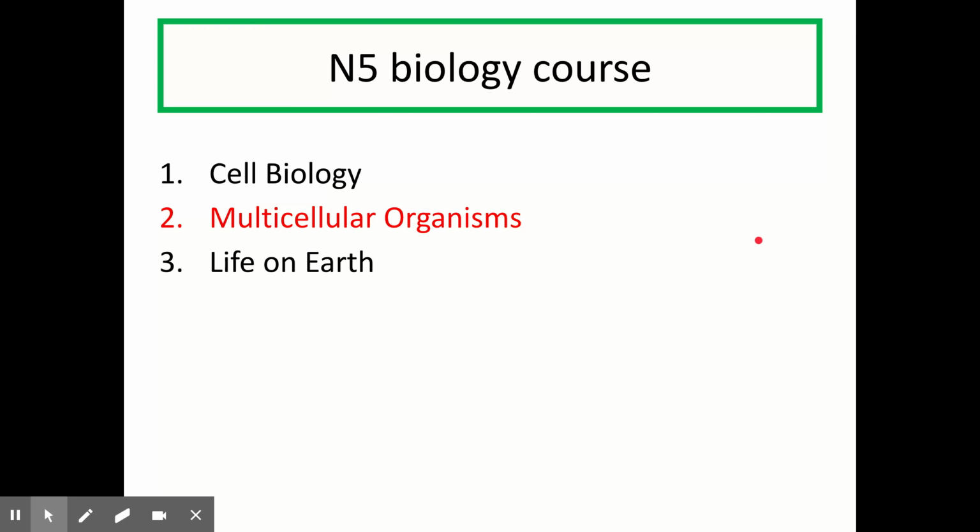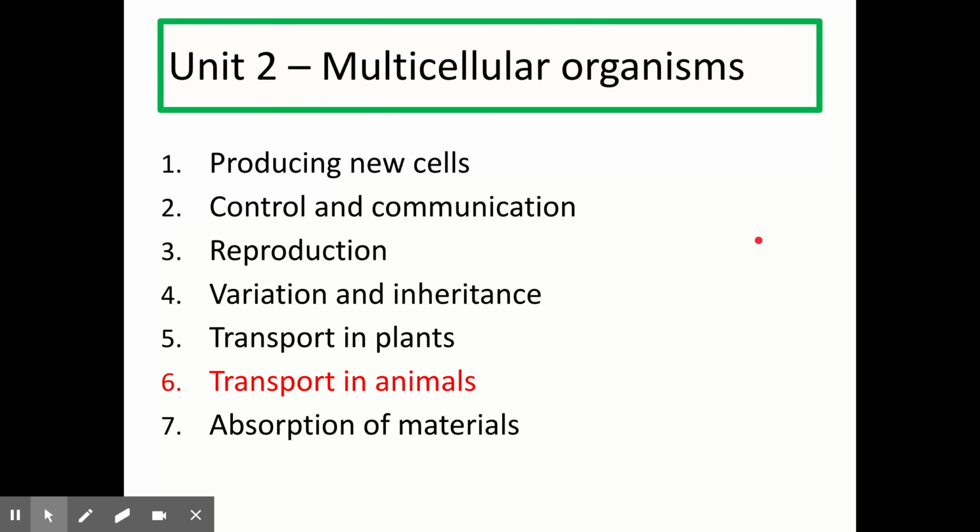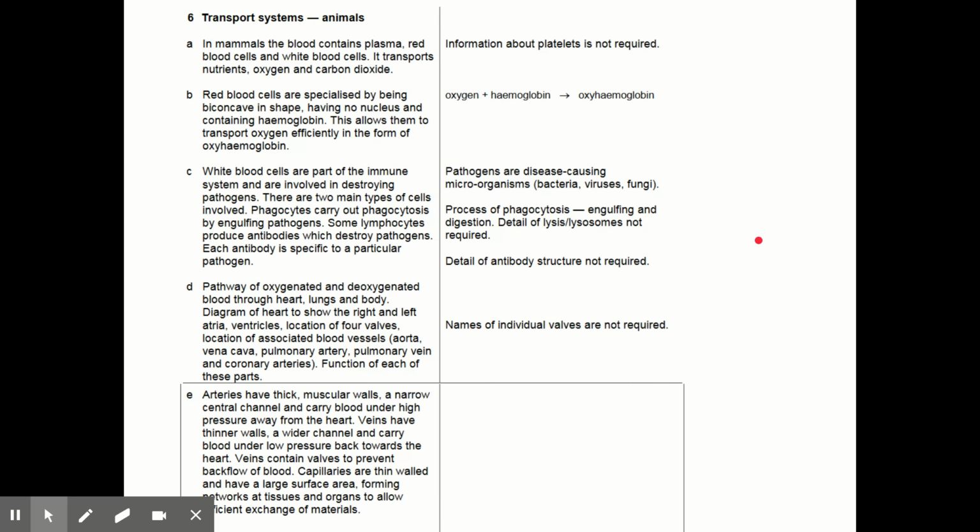So we're still on the multicellular organism unit at the moment, and this is topic 6, transport systems in animals. Once again, here's the SQA course specification or mandatory knowledge section for this topic. This is all the bits of knowledge and content that you could be tested on in a test or an exam at this level for this topic.